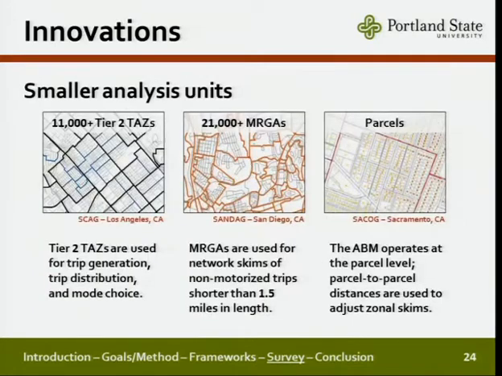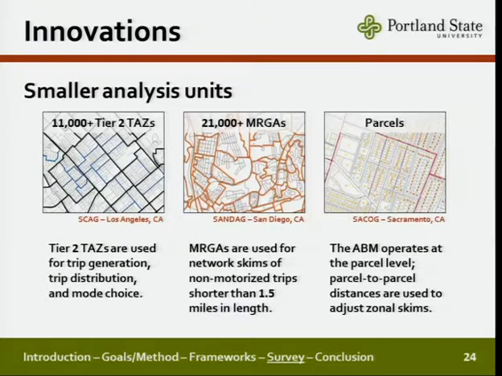So here are some examples of some of the ways that MPOs are having smaller analysis units in their models. These are 3 examples from California. So here in Portland, our model has 2,000 transportation analysis zones. In Los Angeles, they're changing their structure to have sub-TAZs, 11,000 of those, which they use to operate all of the model stages there.